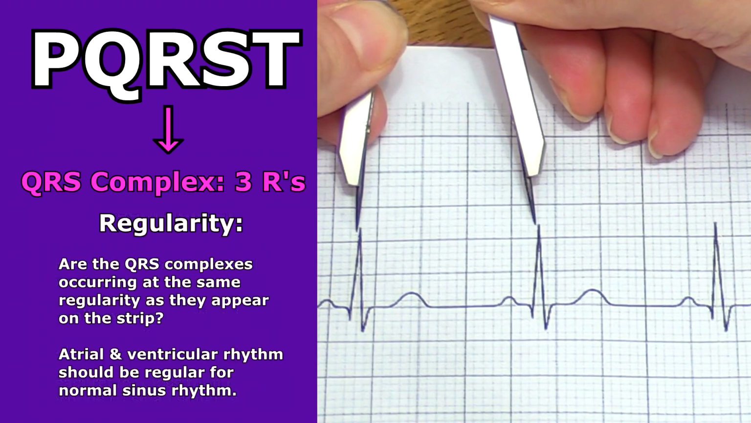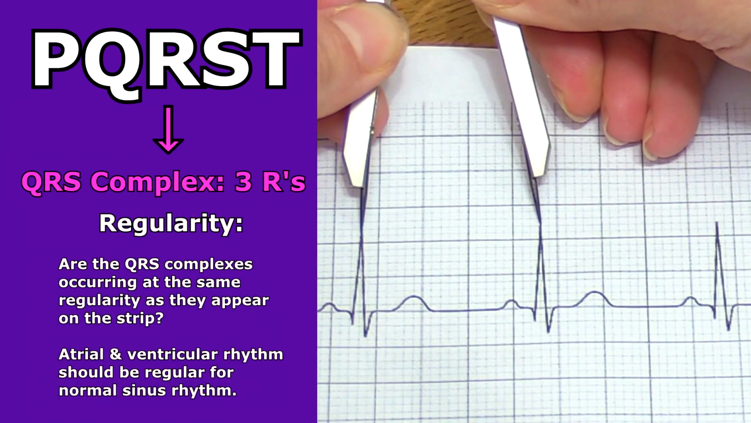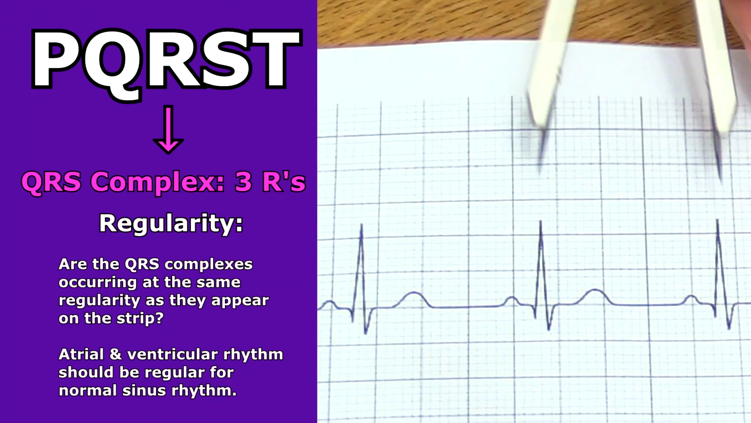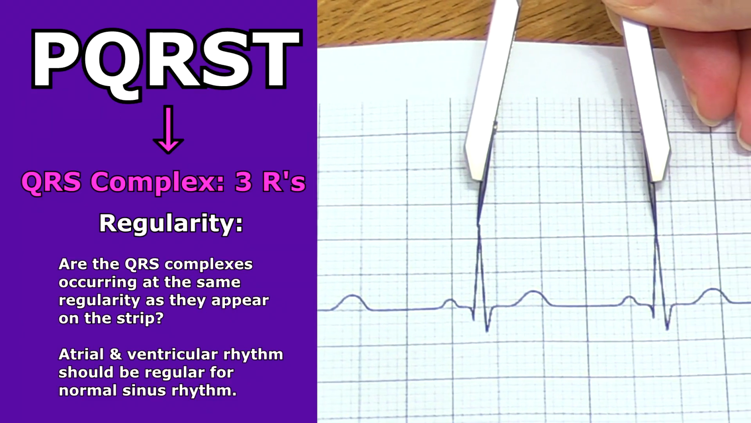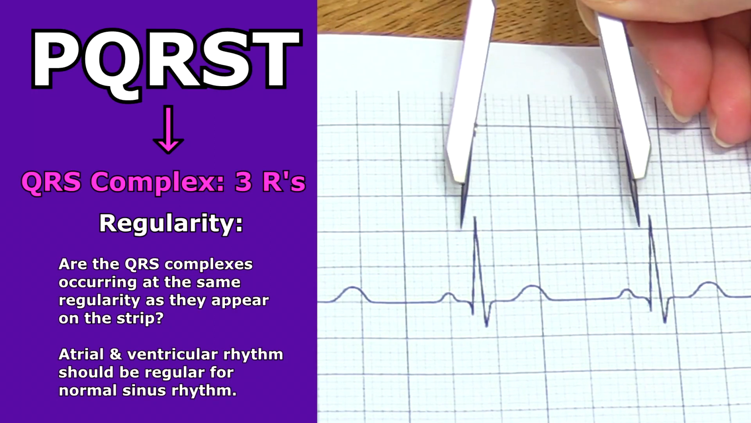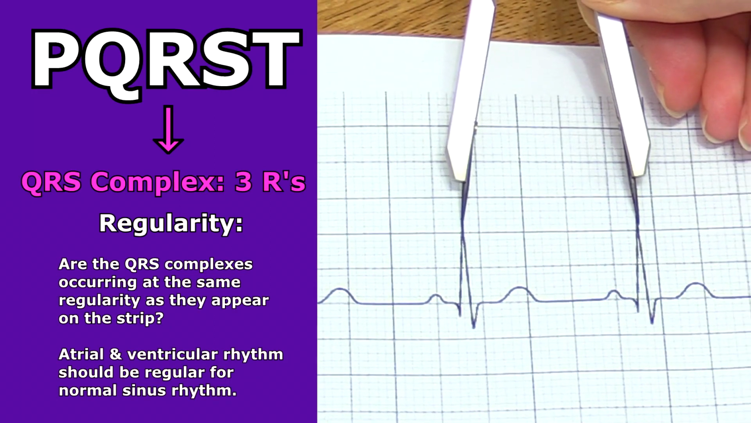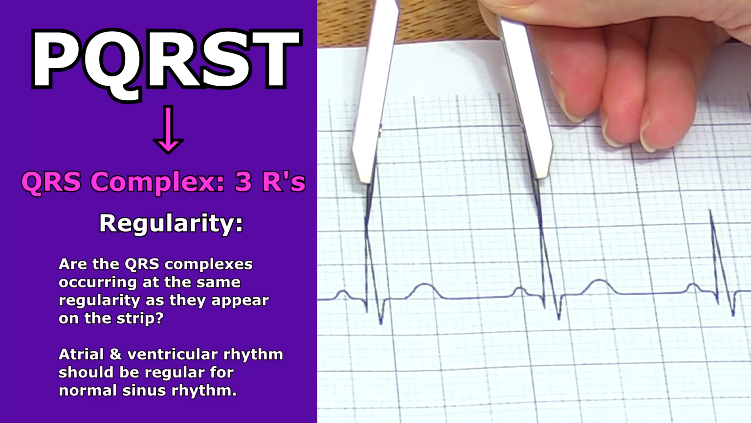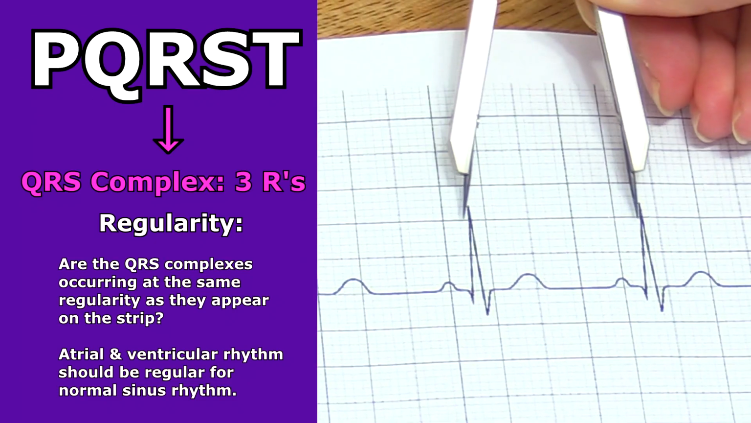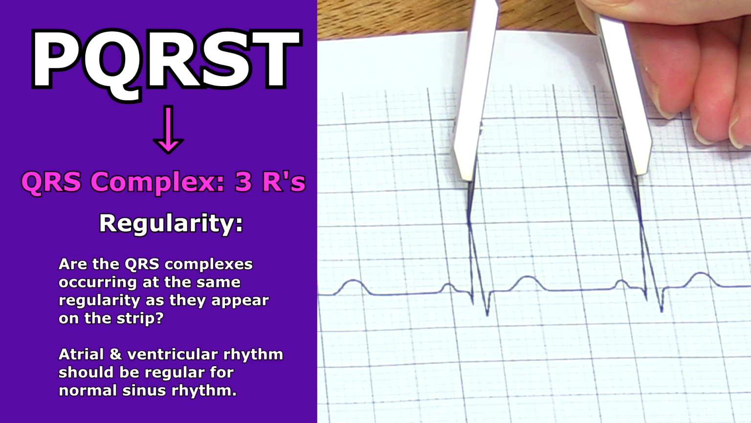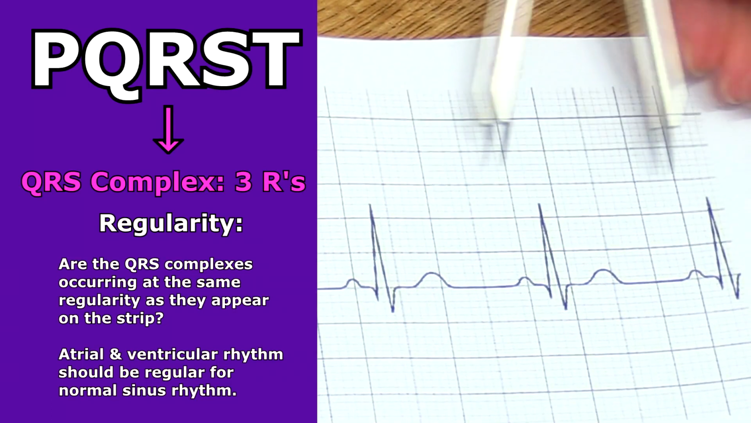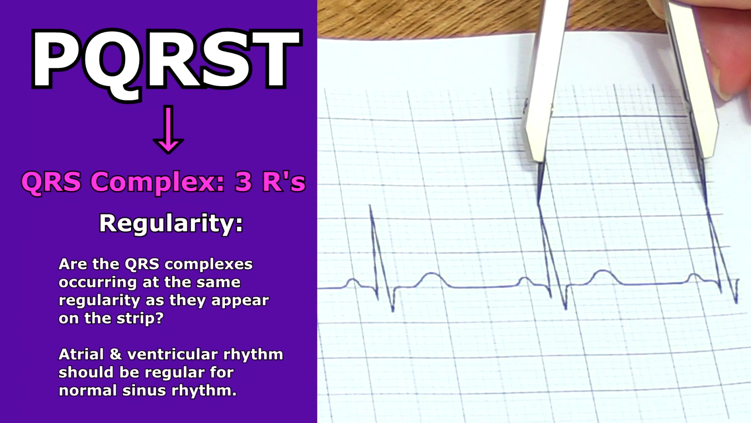Then apply the 3 R's to the QRS complex. Look at the regularity of the QRS complex. Are the QRS complexes occurring at the same regularity as the consecutive QRS complexes within that strip? This represents ventricular. You can do this by taking your calipers, just how you did with the P waves, and going from R wave to R wave. Both the atrial and ventricular rhythm should be regular in order for it to be normal sinus rhythm, and that shows that it's originating in the SA node.